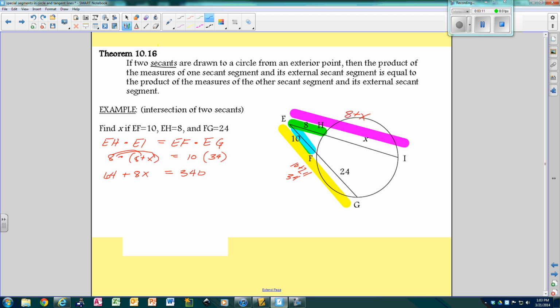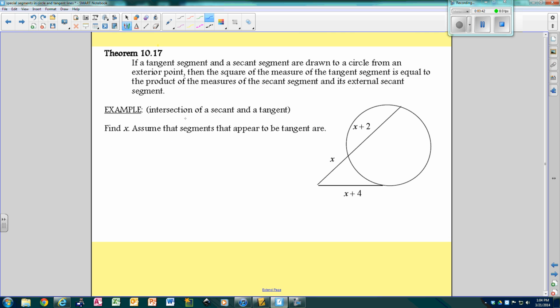So now subtract 64 from both sides. So now I have 8x equals 276. Divide by 8. X is 34.5. So just this piece right here, that itself is 34.5. Alright. The next one is when you have a tangent and a secant.